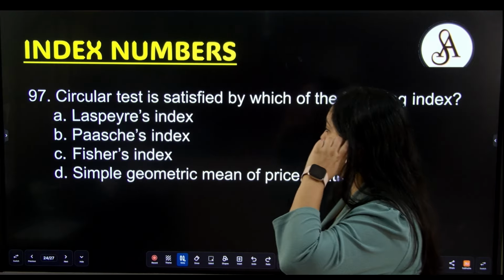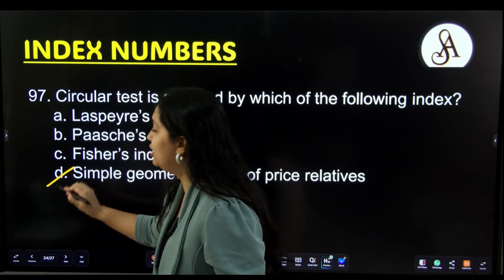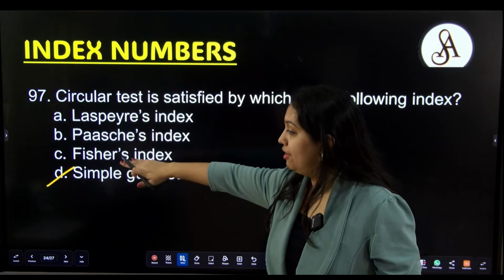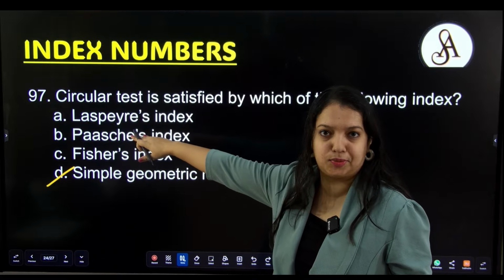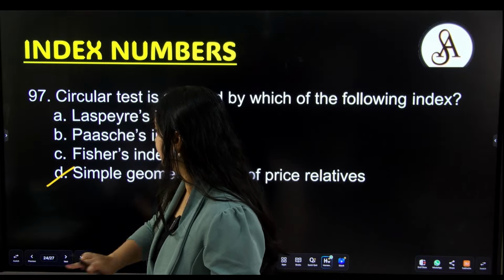Next. Circular test is satisfied by which of the following index? Fisher's will not satisfy circular test. Fisher is nothing but this into this, square root, correct? So option D, simple aggregate of geometric mean, is correct.